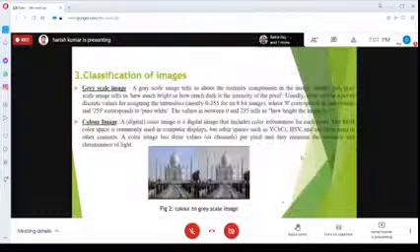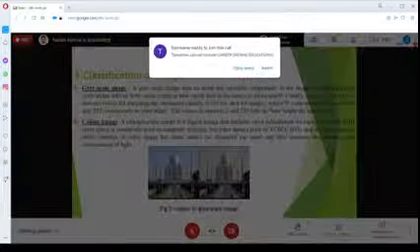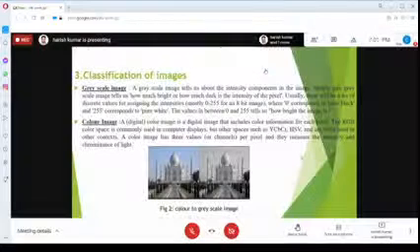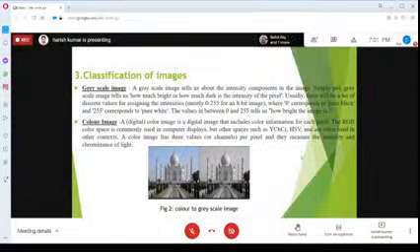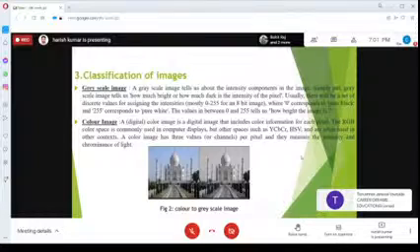The third one is classification of images. Images are classified into grayscale images and color images. A grayscale image tells us simply about the intensity component in the image, how bright or how dark the intensity of the pixel is. Usually there is a set of discrete values for assigning the intensities, mostly from 0 to 255. The value 0 indicates pure black, and 255 indicates the highest gray level for an 8-bit image. This is the grayscale image.